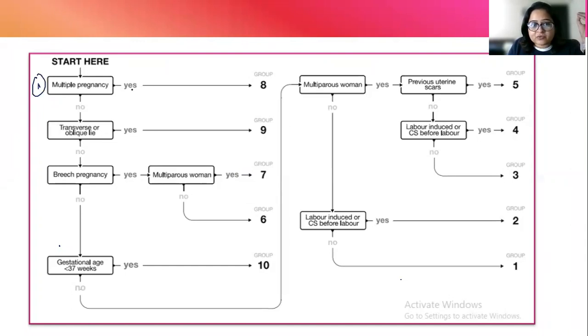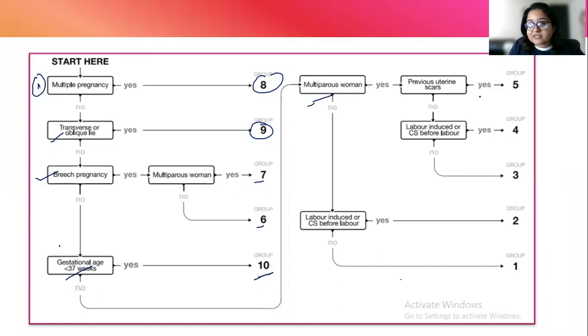Remember from the previous flow chart, yes, so she's in group 8. No, she's transverse or oblique lie. Yes, she falls in group 9. Breech, is she a multi? Group 7. No, she's a primary, group 6. Now all of these no, then you come to whether she's preterm. Yes, she falls in group 10. No, she's not preterm. She's multiparous.